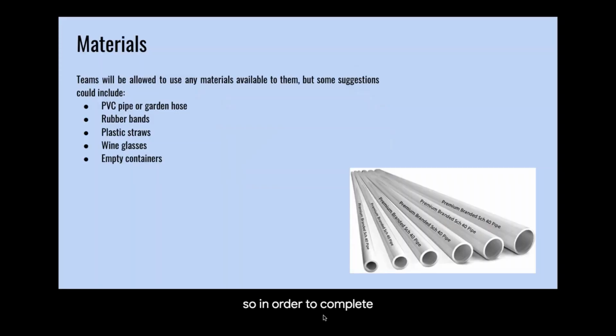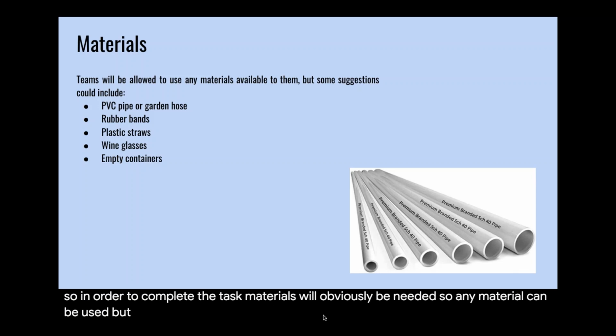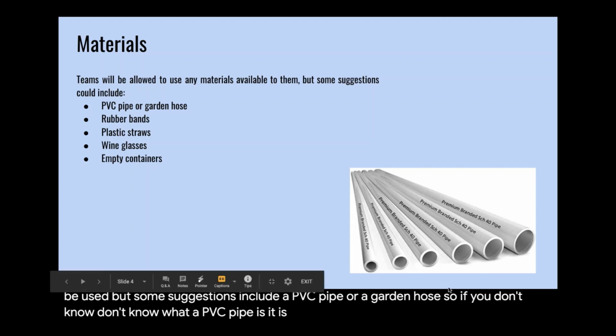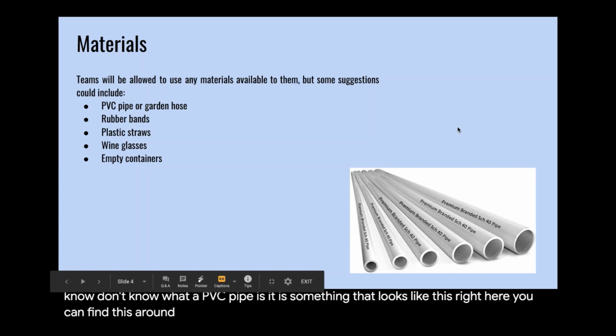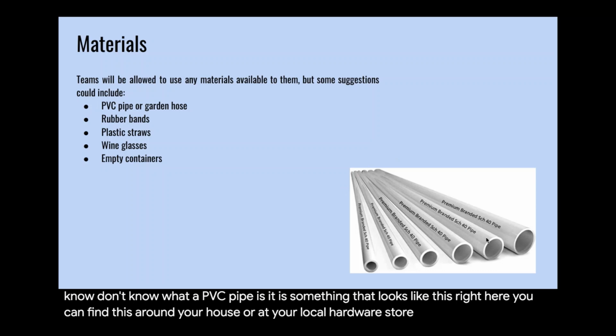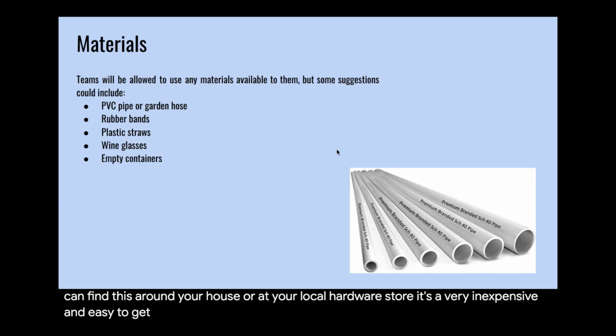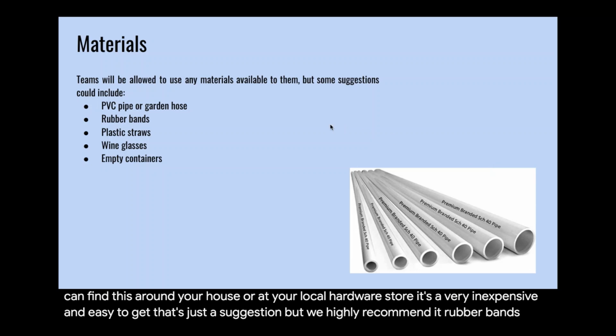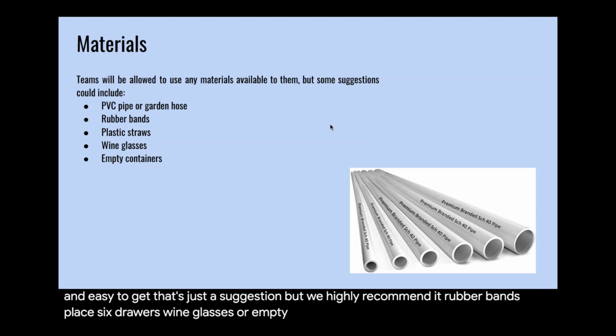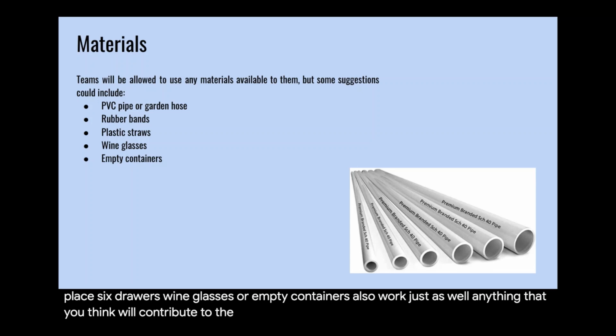In order to complete the task, materials will obviously be needed. Any material can be used, but some suggestions include a PVC pipe or a garden hose. If you don't know what a PVC pipe is, it is something that looks like this right here. You can find this around your house or at your local hardware store. It's very inexpensive and easy to get. That's just a suggestion, but we highly recommend it. Rubber bands, plastic straws, wine glasses, or empty containers also work just as well. Anything that you think will contribute to the success of you creating a C3 instrument.